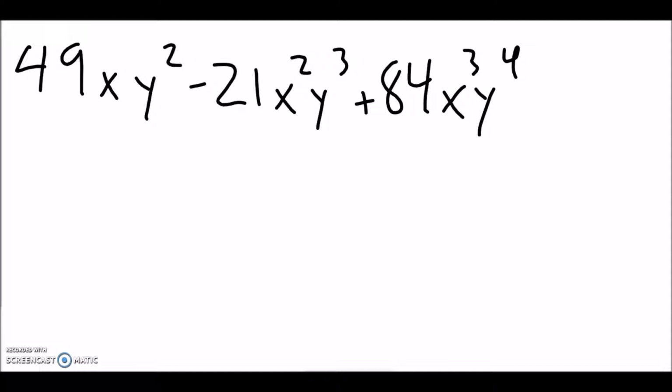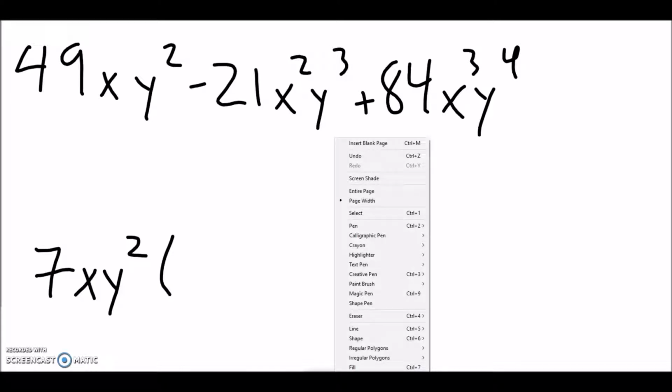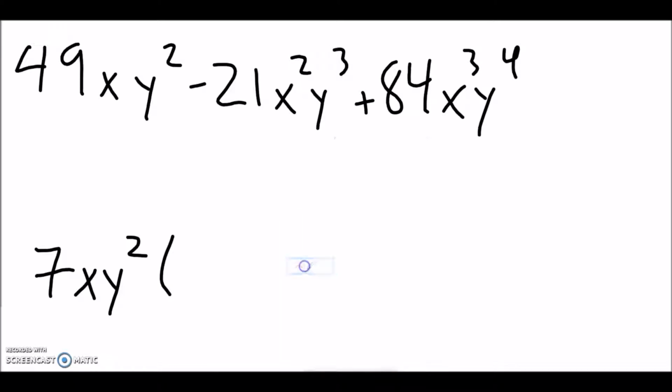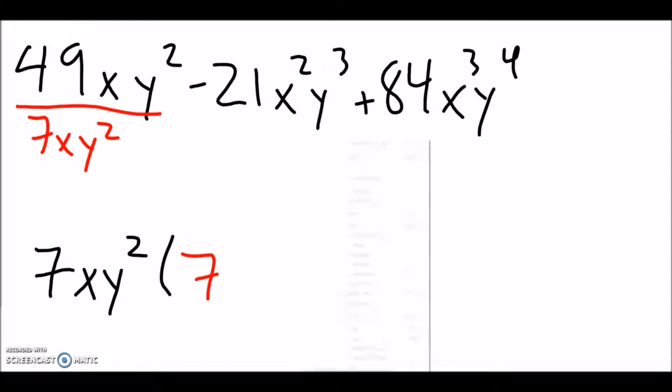Our greatest common factor is 7 between 49, negative 21, and 84. Between x squared and x cubed, it's just an x. And between y squared, y cubed, and y to the 4th, it's y squared. And again, divide every single term by our GCF, 7xy squared. That gives me 7. And that's it.